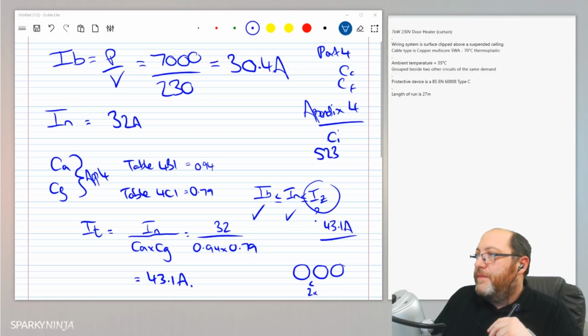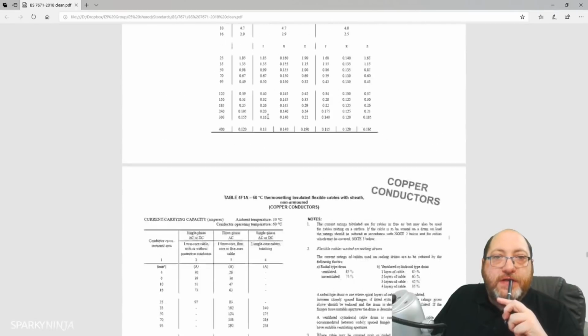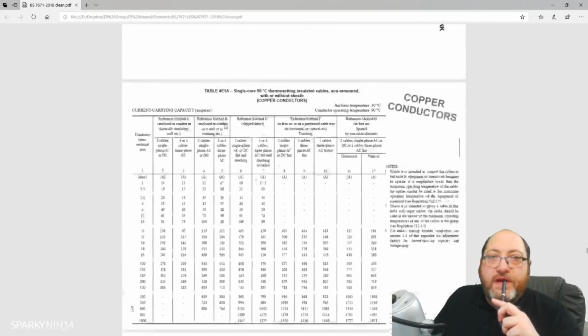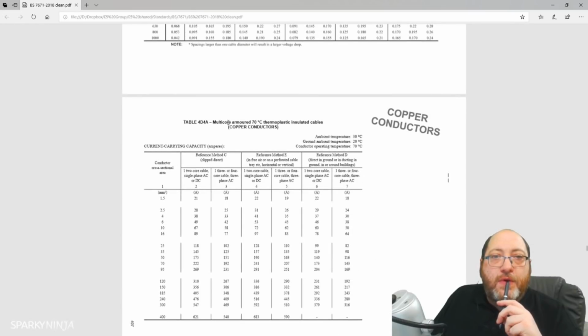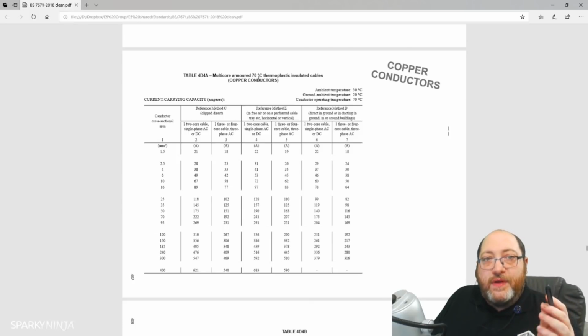Let's get to the copper. 90 degrees, no. We want 70. That's twin and earth flat, no. Multi-core armoured 70-degree thermoplastic. This is us. So we're still our armour, so it's armoured 70-degree thermoplastic. We want reference method C. And as we're a single phase cable, we want this one. And we want the next value above 43.1, which is 49 amp, 6 mil.